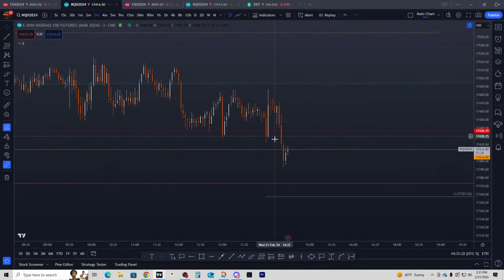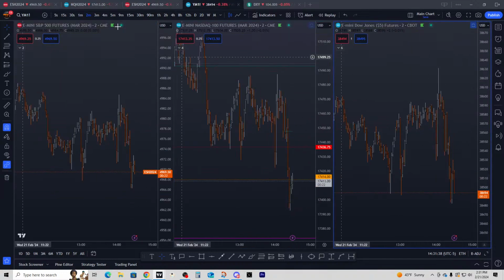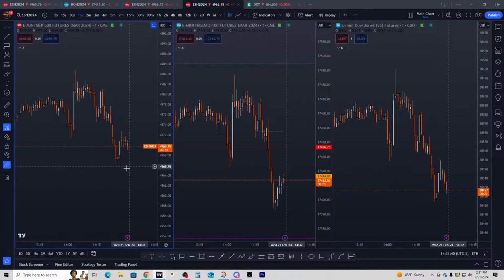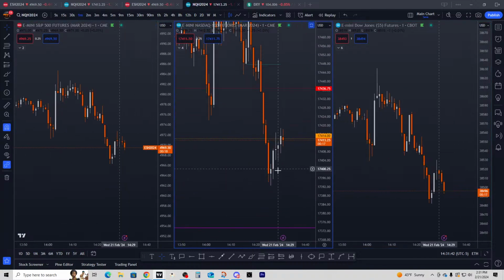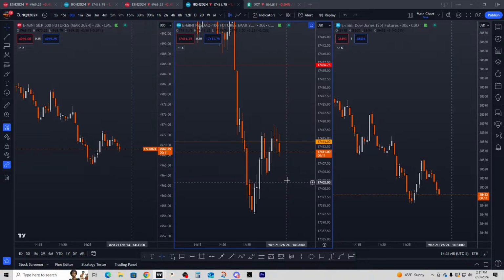So I got this 3-minute inversion. If we inverse this, we could go long. I'd prefer not to, actually, because we got this. We don't have any SMT down here. 30-second SMT, but that's not enough for me.